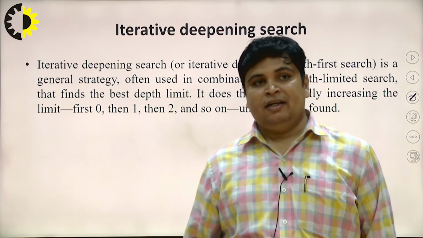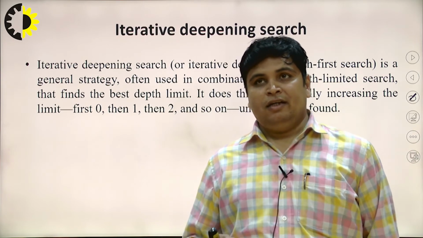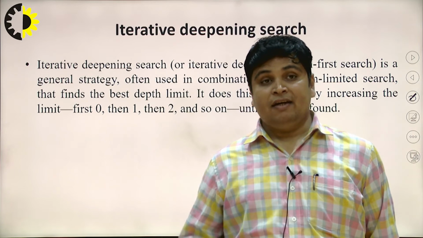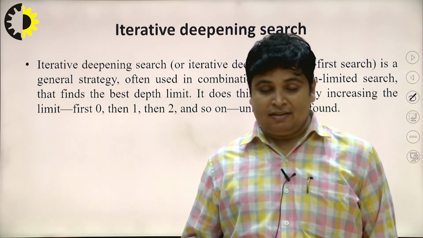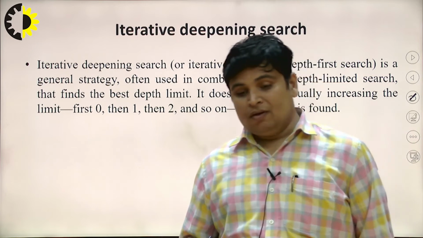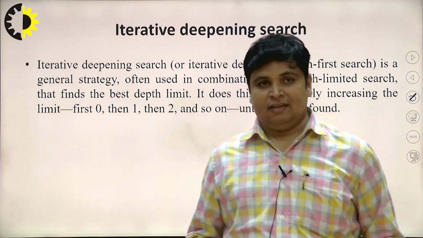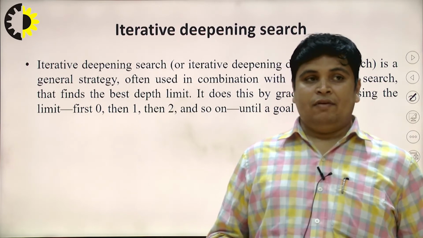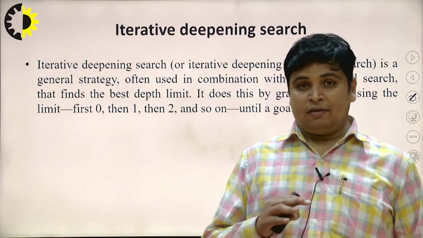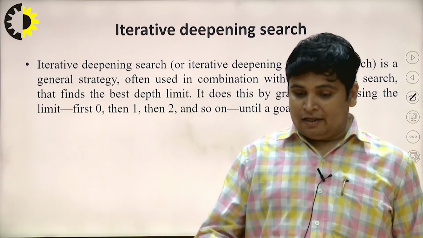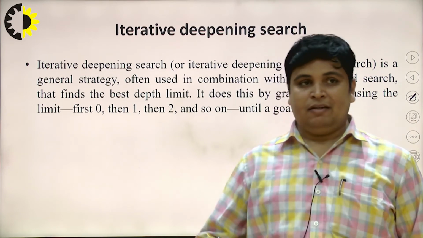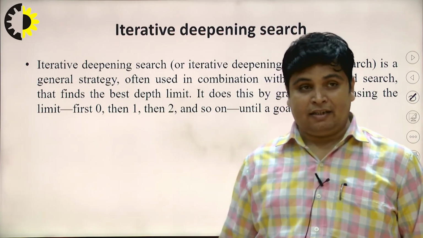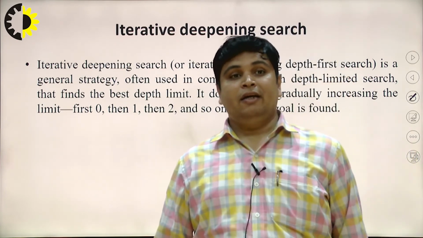First, it sets the final level as 0. If the goal state is found, then the search is successful and the search is finished. If the goal state is not found, then gradually increase to the next level, and gradually increase to the next level until a goal is found.